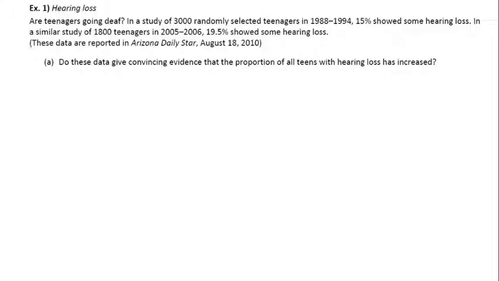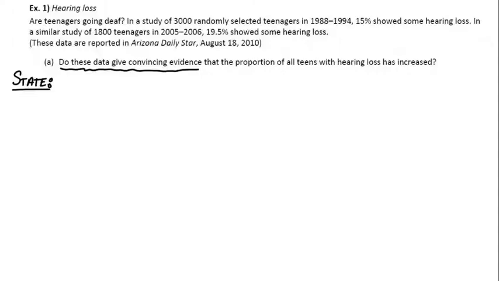Anyway, the question here in Part A, did these data give convincing evidence that the proportion of all teens with hearing loss has actually increased? Or was this some sort of chance variation, right? Maybe they're roughly the same, it's just you had a random sample that showed only 15%, and then there was another random sample that showed 19.5%. So is that convincing evidence, or was that just some chance variation? So the convincing evidence piece, that's your clue that we should really run a significance test.